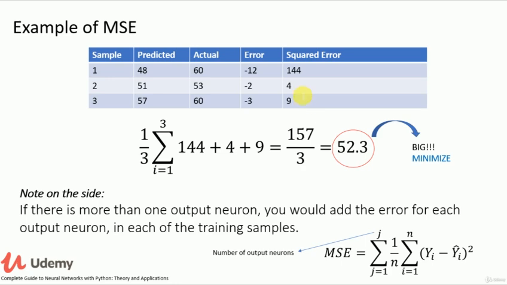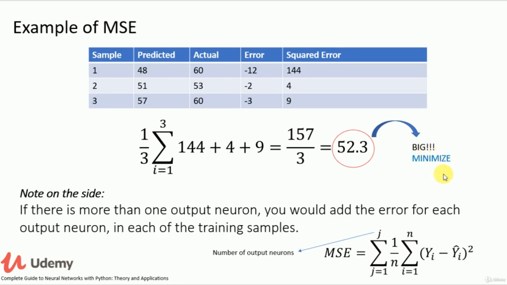Now all you have to do is add all of these squared errors up. So 144 plus 4 plus 9 gives you 157. Then you divide by n. In this case we have 3 samples, so n is 3. So 157 divided by 3, and you get 52.3. Of course this is a big loss, and now you need to minimize it. How do you do that?